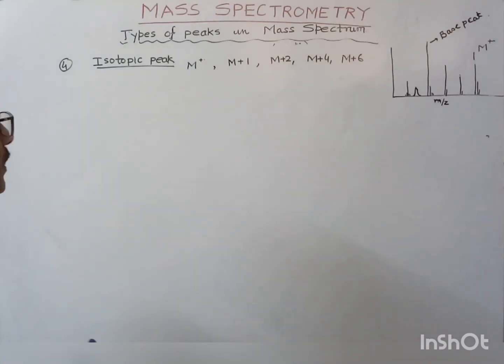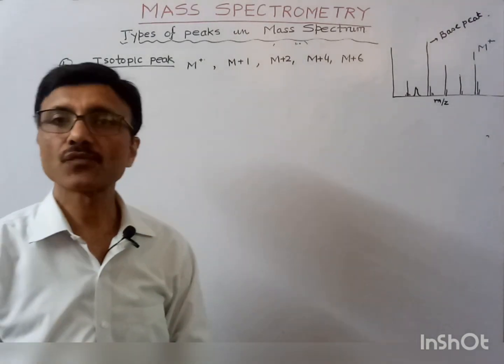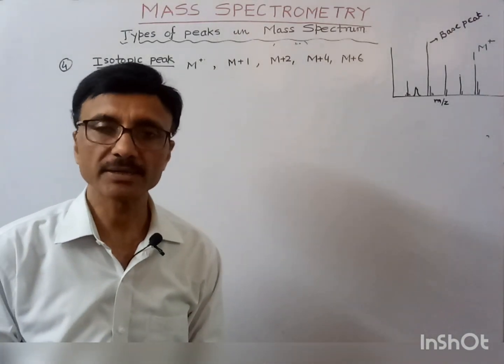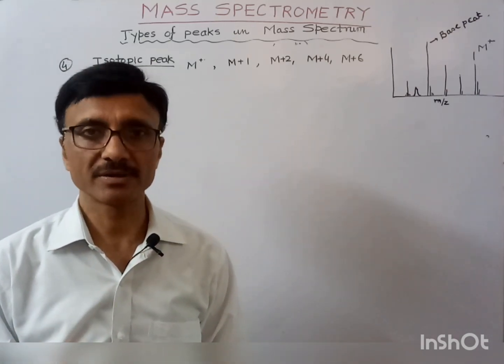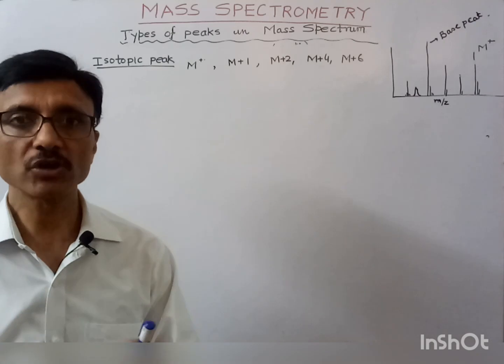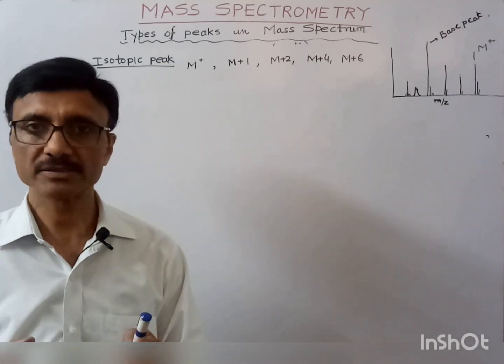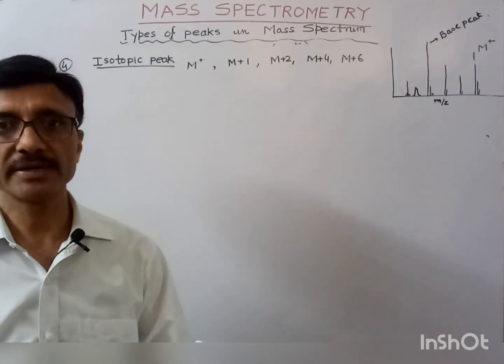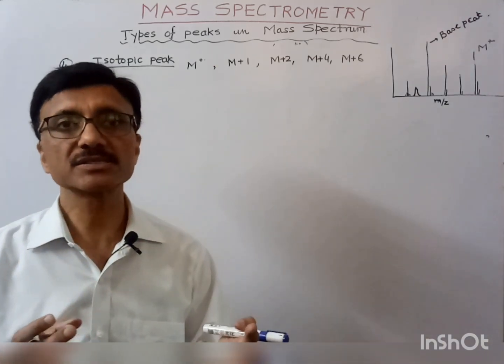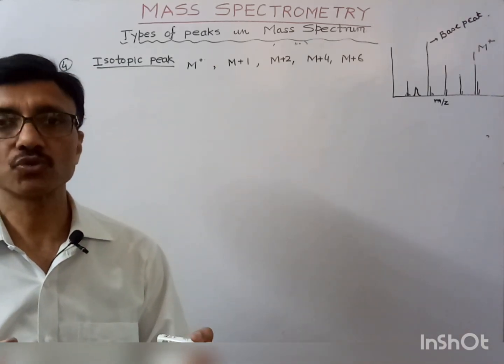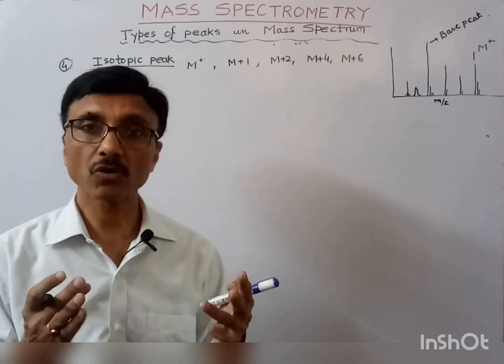These isotopic peaks are due to the presence of isotopes of the atom. If any compound contains carbon, then its isotope would also be present in that sample. A carbon-containing sample, that is carbon 12, must contain some small amount of the isotope carbon 13 as well.